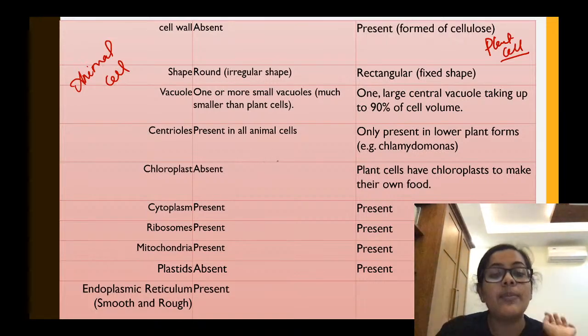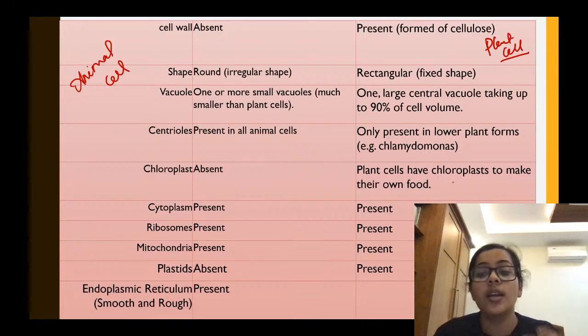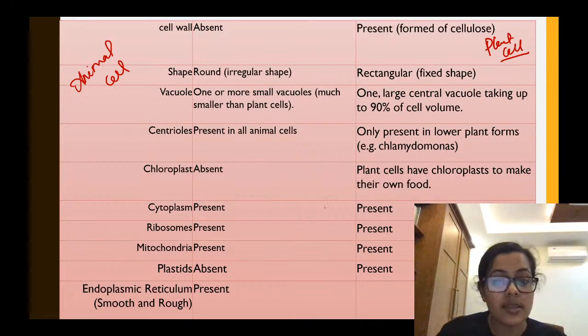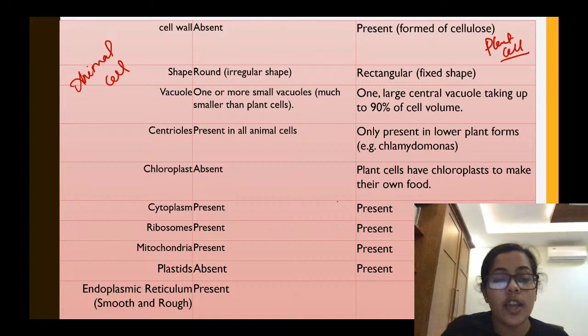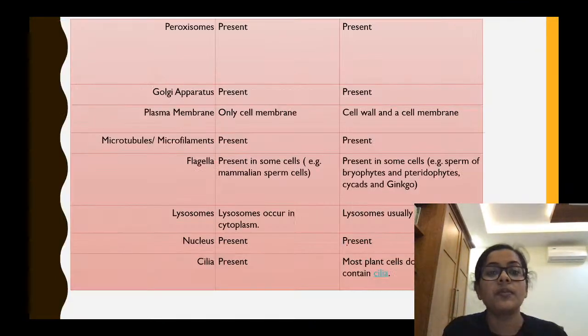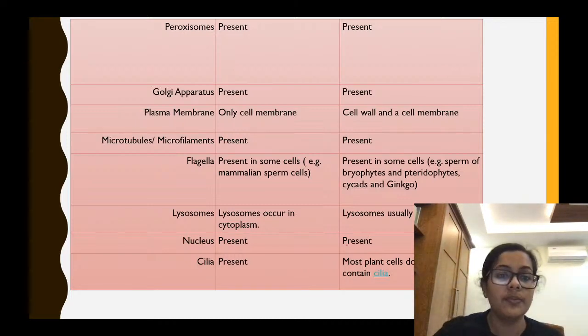Chloroplast is absent in the animal cell, whereas chloroplast is present in the plant cell. Cytoplasm is present in both cells. Ribosomes are also present. Mitochondria is present. Plastids are present. Endoplasmic reticulum is also present in both cells. Then peroxisomes. What about peroxisomes? Peroxisomes are present in the animal cell.